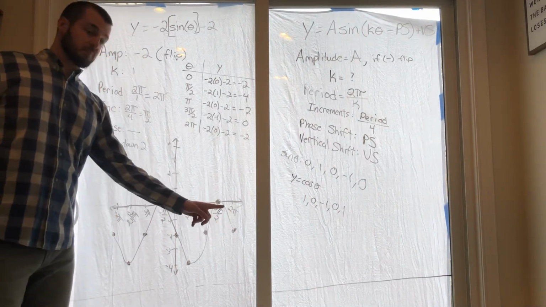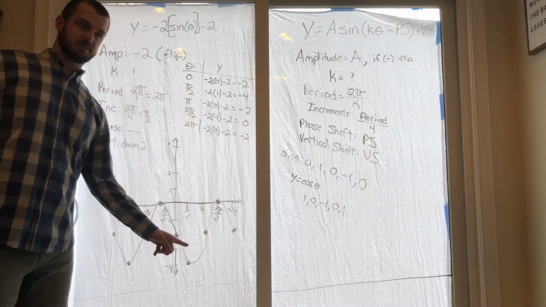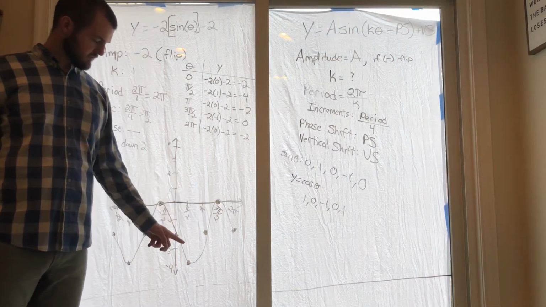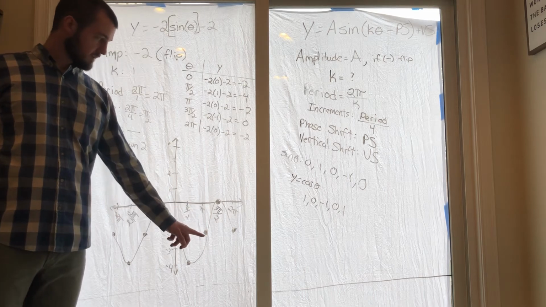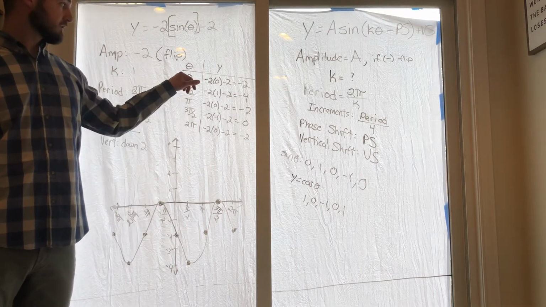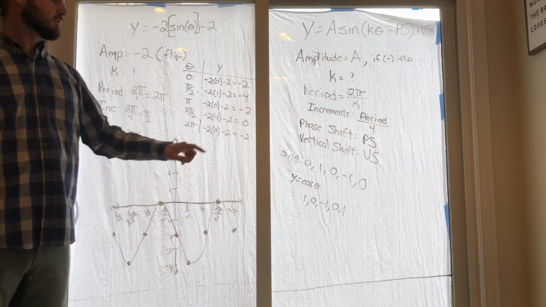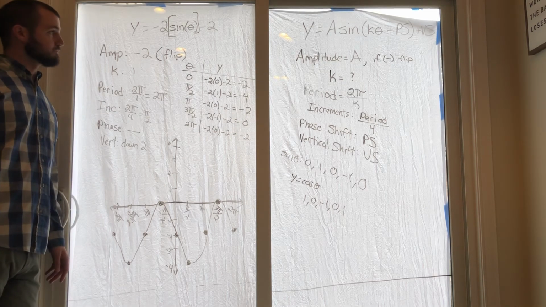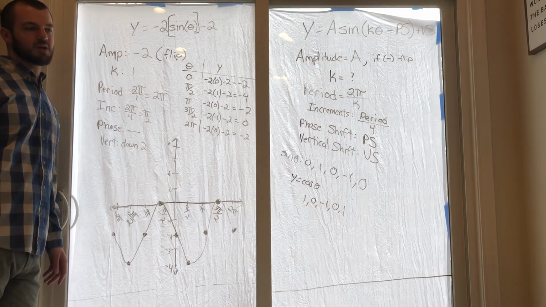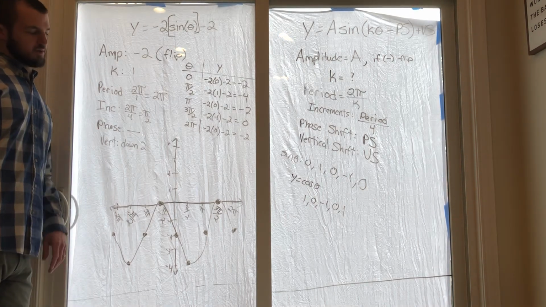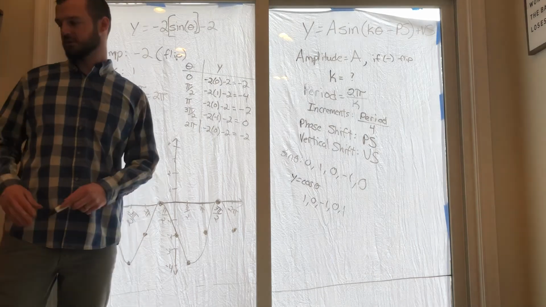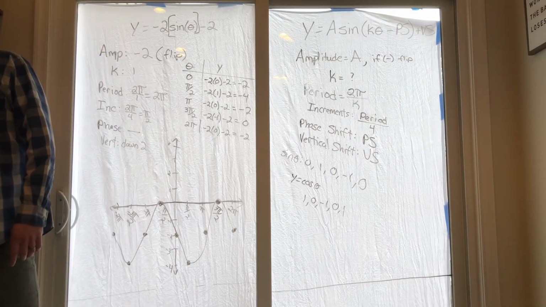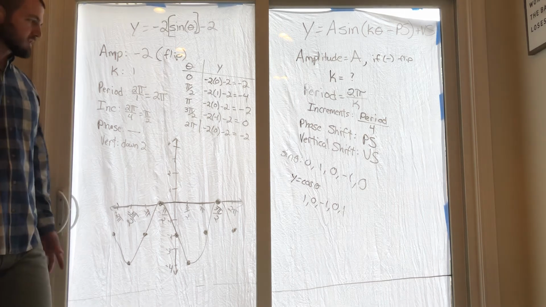Make sure your coordinate points are in the exact same spots as mine. At 0, it's -2. Pi over 2, -4. Pi, -2. Follow these. Hopefully they're the same. Yeah, hopefully it looks good. If not, make sure you hop on the virtual learning lesson sections whenever they come up and ask questions, all right?